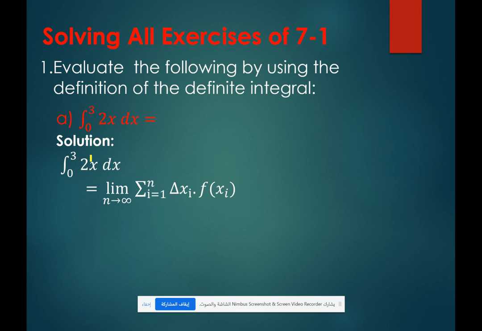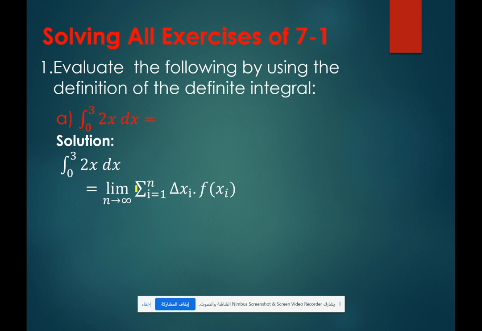Now to use this definition, because this is what we call the definition of definite integrals. Look, it's definite, that means it has a lower limit and an upper limit. So here the definition is that one.